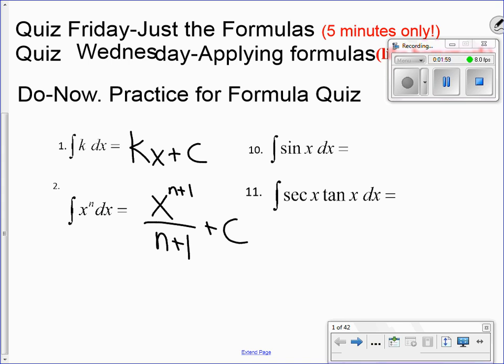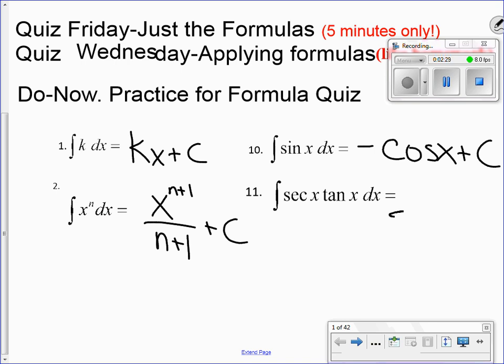All right. 10. The antiderivative of sine x. Negative cosine x plus c. Correct. Now, if you wrote cosine x, just remember the derivative of sine is cosine. The antiderivative is negative cosine. And remember, I taught you that s, c, negative s, negative c? Did you get that, or was that kind of a blur?